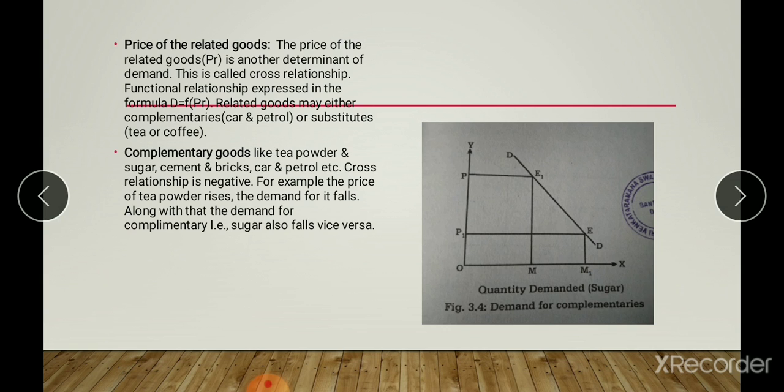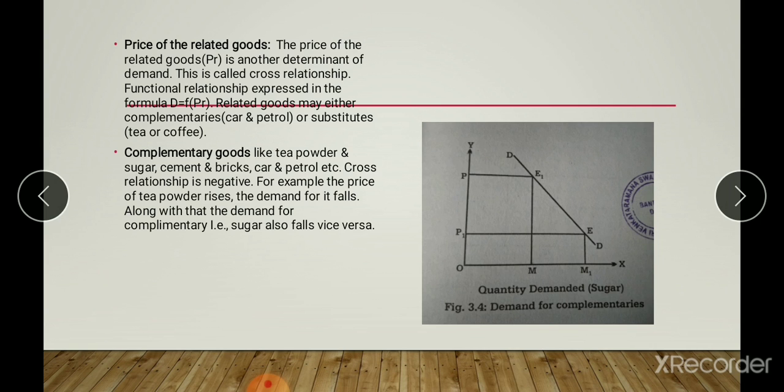And next one is price of the related goods. The price of the related good is another determinant of demand. So this is called the cross relationship. The price of the related goods is called a cross relationship. This functional relationship is expressed in the formula D is equal to function of PR, that is, D is equal to function of price of the related goods.